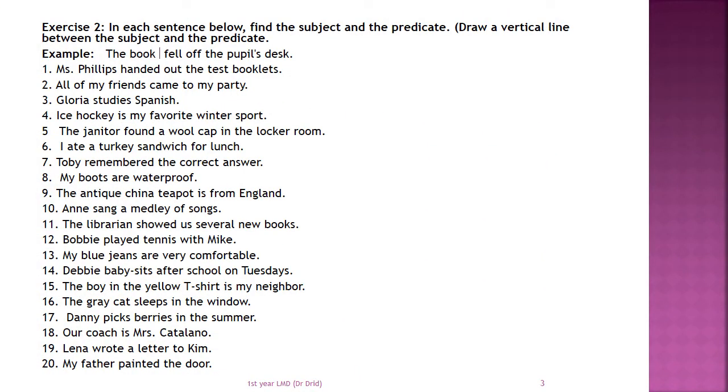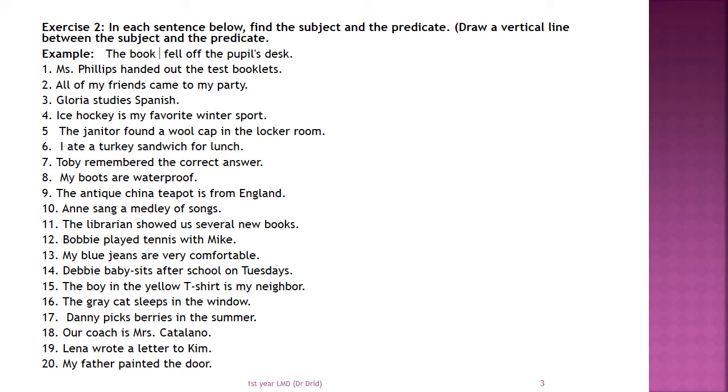Exercise 2. This is an exercise and the previous one that you will find in the series of lectures on page 13. Exercise 2. In each sentence below, find the subject and the predicate. You identify the subject and the predicate. How? You draw a vertical line between the subject and the predicate, between them. An example is given. The book fell off the pupil's desk. You are asked to find the subject and the predicate.